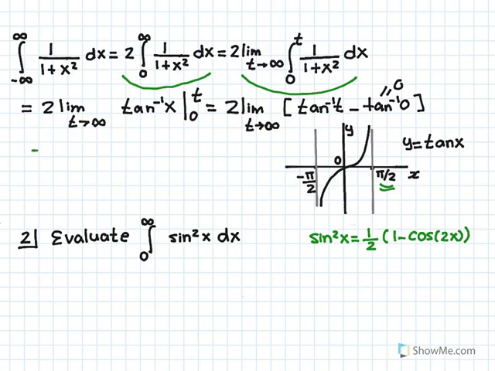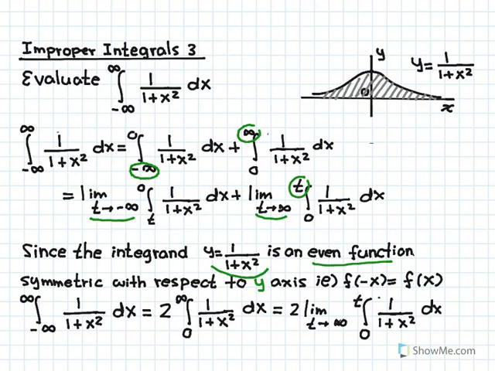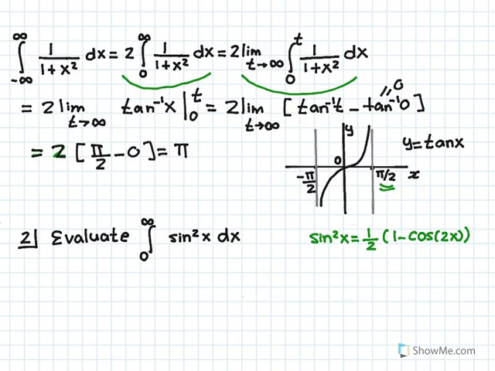So what we get is 2 times pi over 2 minus 0. That gives us pi. So that's basically the area under the curve. So you can see how this area, let's shade that in green, this area is pi. All right, so let's look at another question. Actually, let's rewrite this: the integral from minus infinity to infinity of 1 over 1 plus x squared dx is equal to pi.